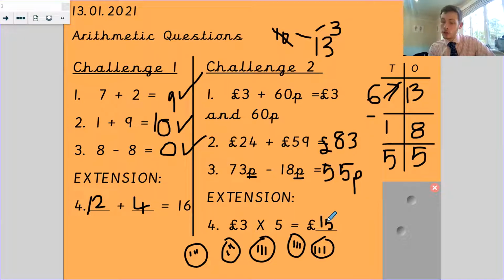So I've got 1, 2, 3, 4, 5, 6, 7, 8, 9, 10, 11, 12, 13, 14, 15. £15. Another way you could have worked this out is if you know your 3 or your 5 times table, you can count in that. So if you know your 5 times table, you can put 3 fingers up and you can go 5, 10, 15. Exactly the same answer. Well done to everyone that managed to get that one. This is just another way of showing you.